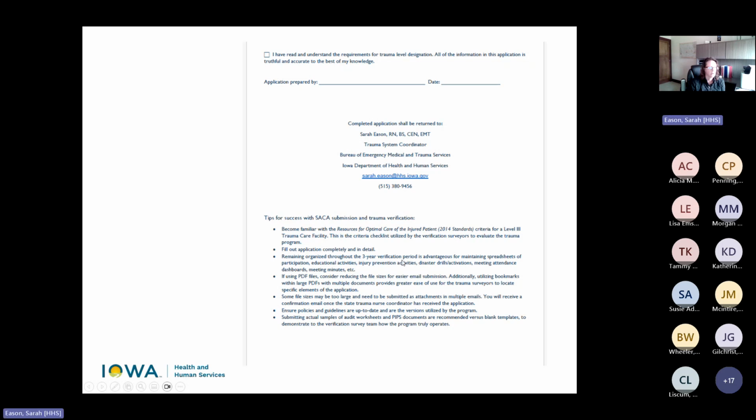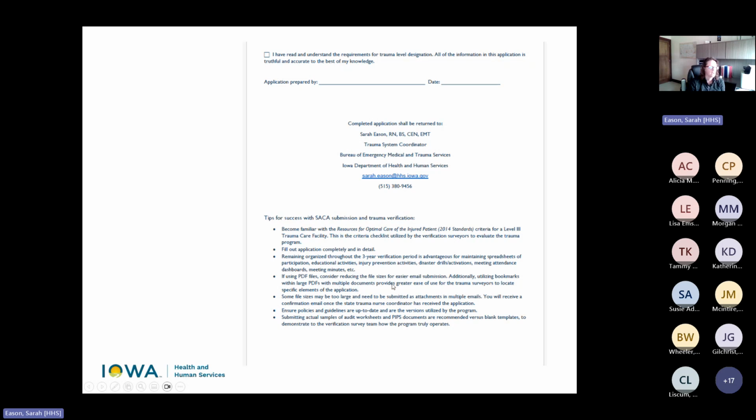Remaining organized throughout the 3-year verification. And I know that's hard with the turnover of the trauma program manager. You get thrown into it, you get little to zero training. I understand that completely. So trying to stay organized is really key. It's going to just make your second verification so much easier.